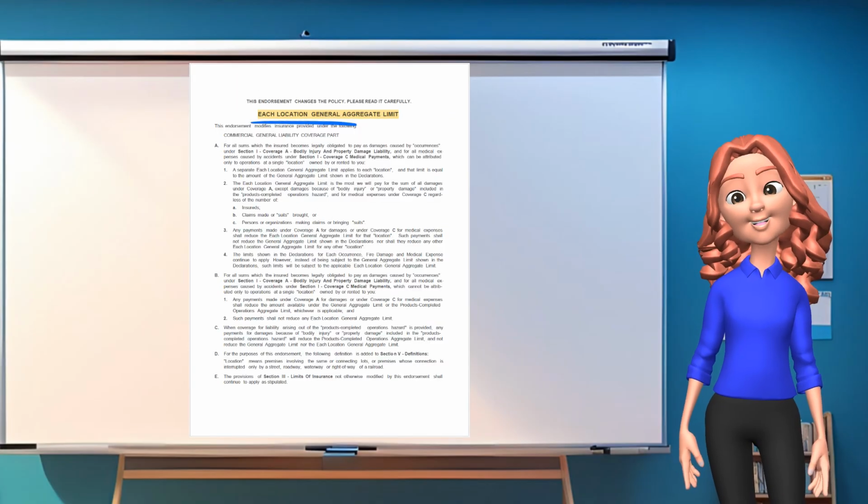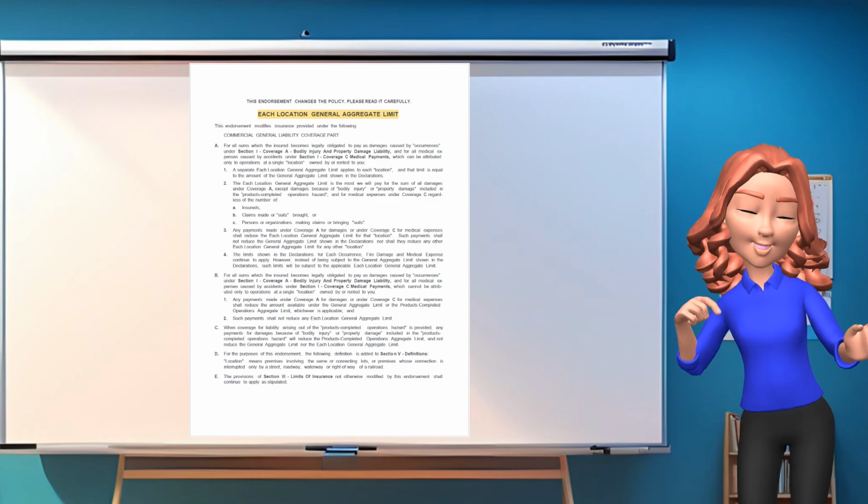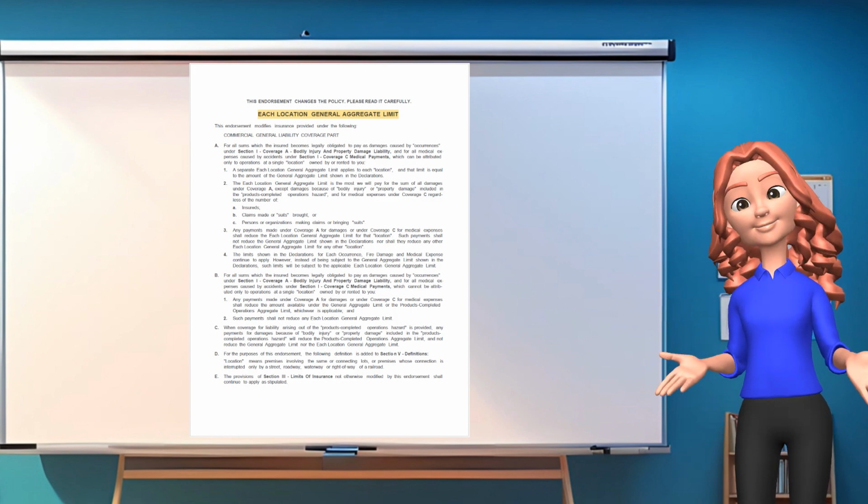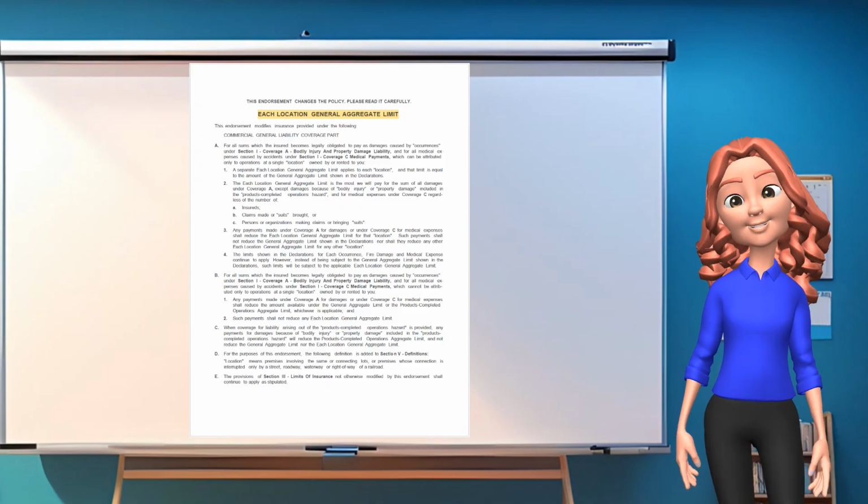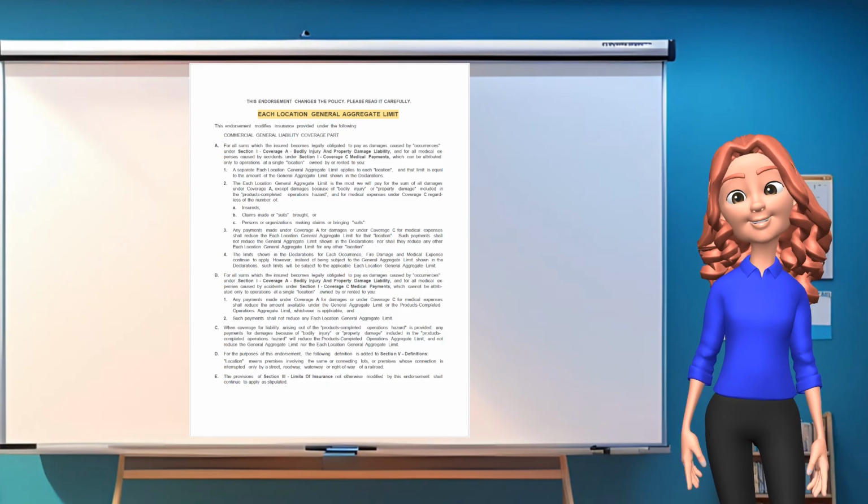Another term you might hear is per project or per location aggregate. Normally, your policy has one total limit for all jobs during the year. With a per-project aggregate, that limit applies separately to each individual job. With a per-location aggregate, that limit applies separately to each insured location. So, for example, one large claim on one project or at one location wouldn't reduce the amount of coverage available for your other jobs or locations.